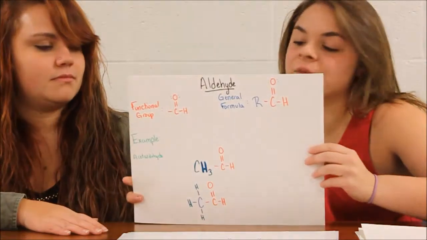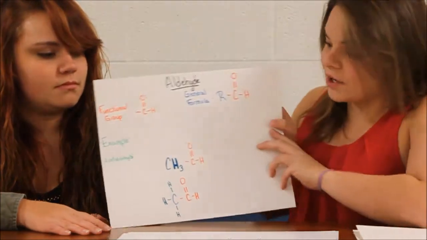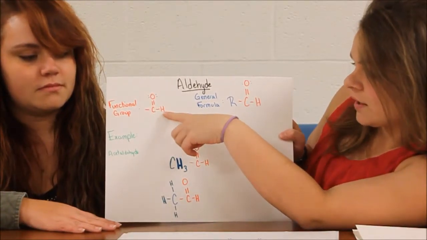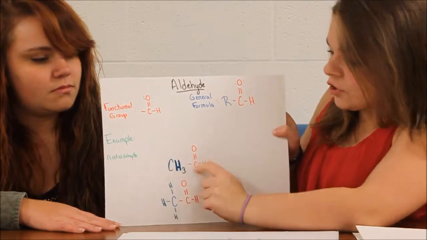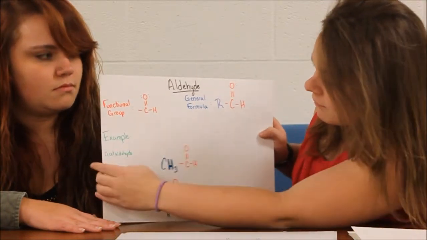An aldehyde is when the functional group is bonded to a hydrogen and double bonded to an oxygen. As you can see, the carbon is double bonded to an oxygen and single bonded to a hydrogen, and it's shown in this example of acetaldehyde.